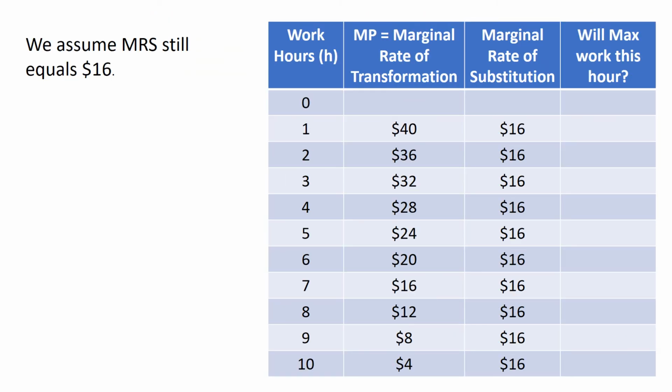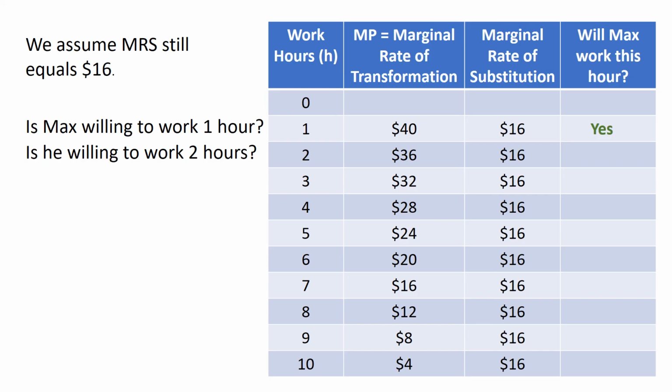We still assume that the marginal rate of substitution equals $16, and now we need to calculate the new optimal number of work hours, considering that productivity has doubled and the marginal product is now higher than it was before. So at the first work hour, Max will earn $40, which is well above the amount by which he values free time. So he will work the first hour, he'll also work the second hour, and so on.